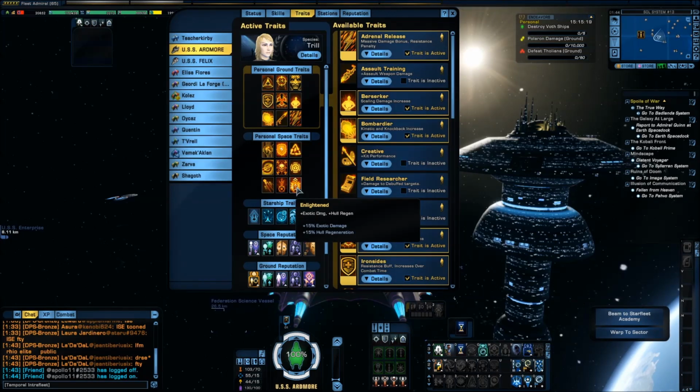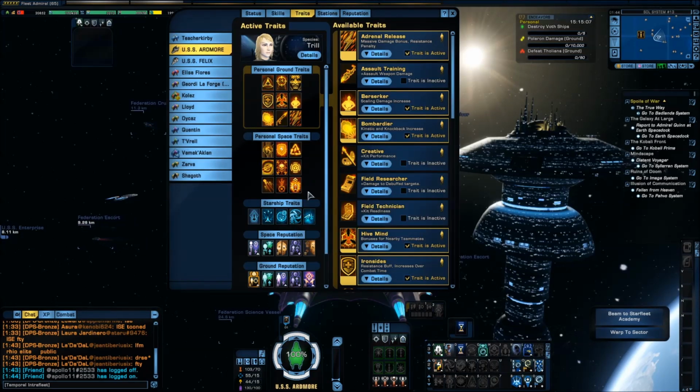Enlightened is another one you can choose out of the Infinity Pack or buy off of the exchange. Enlightened just gives you straight up 15% exotic damage and 15% hull regen. Okay, we're using it for the exotic damage. That's why we want it. All right, so that's your personal traits. Those are the 4 different extra personal traits that you have.